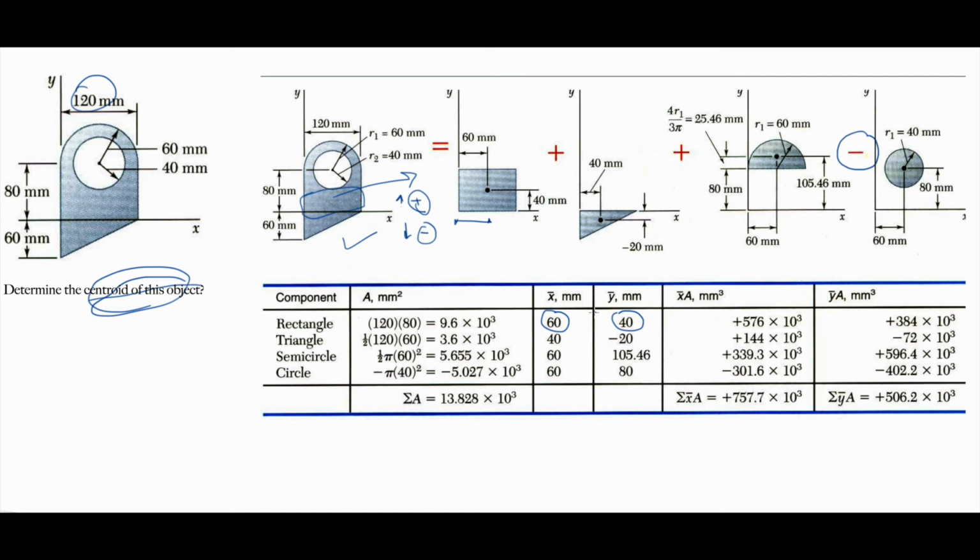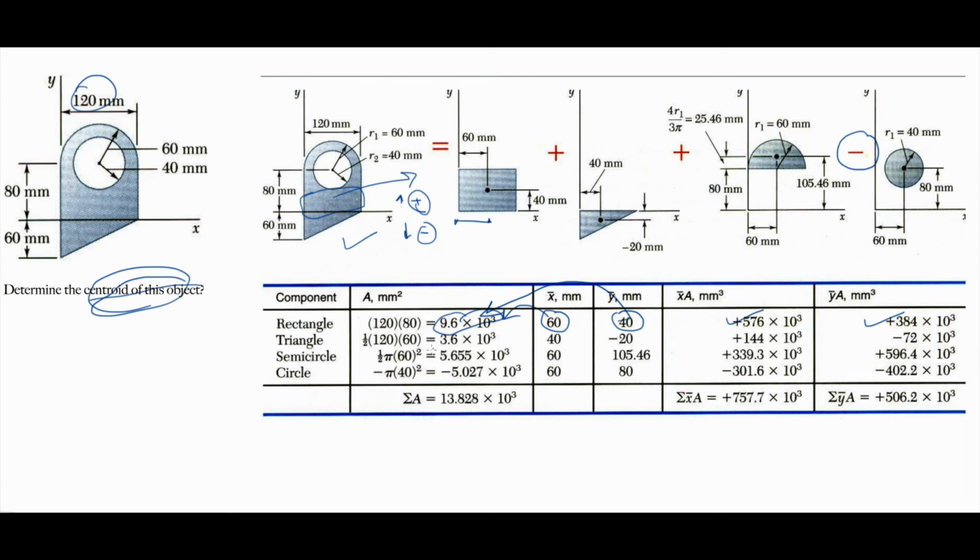Now multiplying each one by the area. So x bar multiplied by this area will give me this number, and y bar multiplied by this area again will give me that number. So multiplication. So start doing that for every piece.